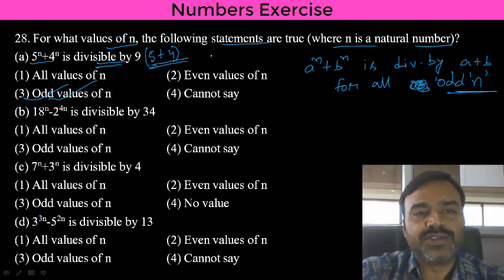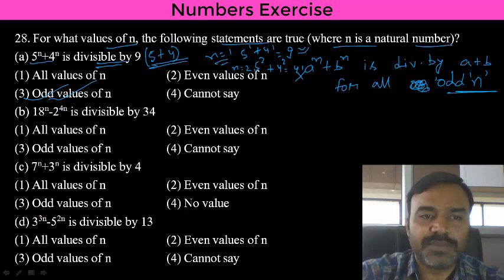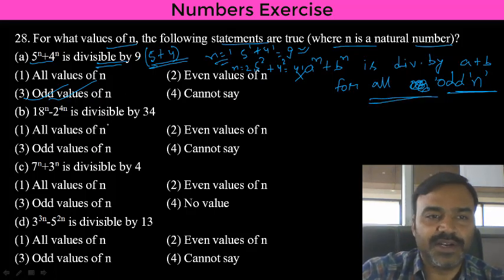Otherwise, you will have to put in the values. If I put n equal to 1, then it will be 5 raised to 1 plus 4 raised to 1, that is equal to 9, divisible. If I take n equal to 2, it will be 5 square plus 4 square. Now 5 square is 25, 4 square is 16, so the sum is 41. Not divisible by 9. So it is not for even, only for odd numbers. But yes, if you remember this, you can directly do it.